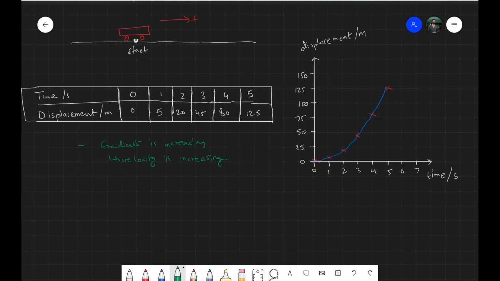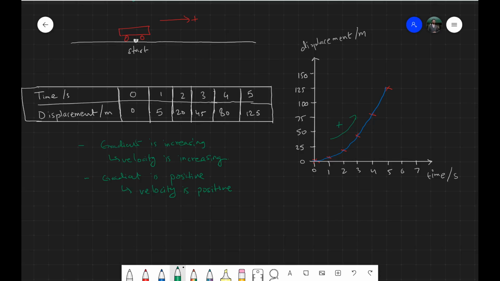In the same way, we can also say that the gradient of this line is positive. The line is going up. So we can also conclude the gradient is positive, which means that velocity is positive, as in the car is moving forward. It's never coming back to the starting point for these 5 seconds.